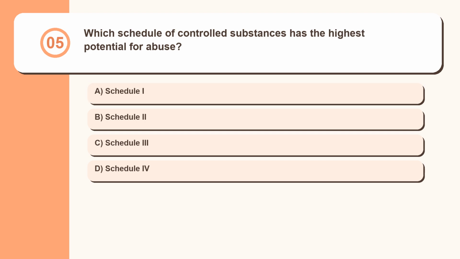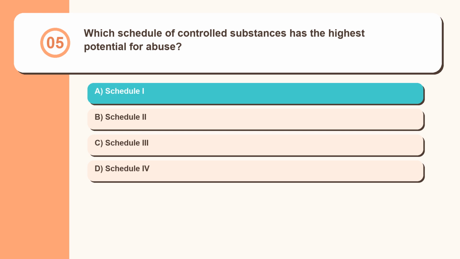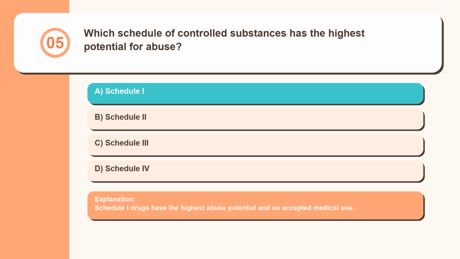Question 5. Which schedule of controlled substances has the highest potential for abuse? Schedule I, Schedule II, Schedule III, Schedule IV. Schedule I drugs have the highest abuse potential and no accepted medical use.